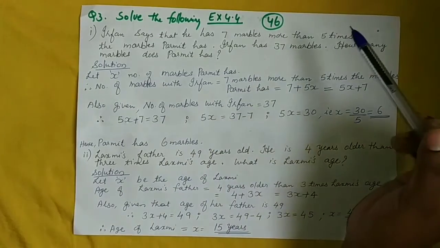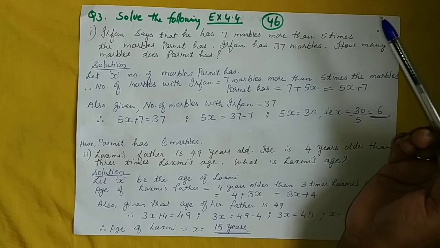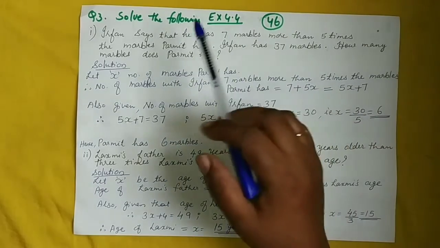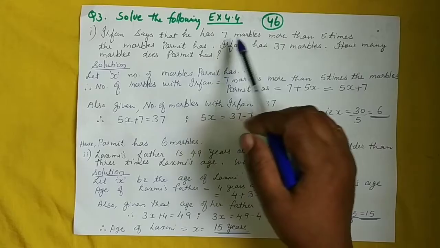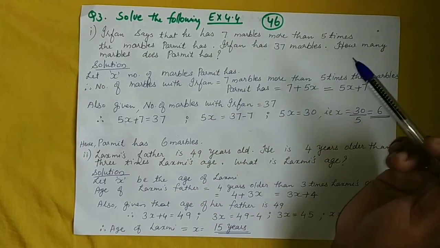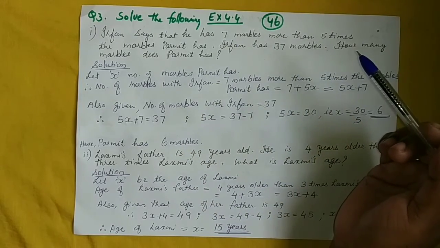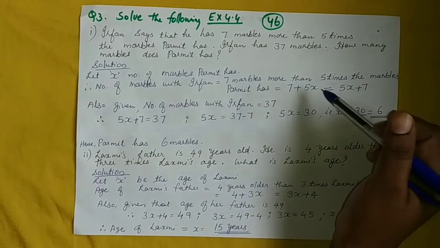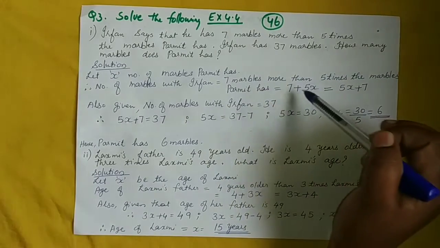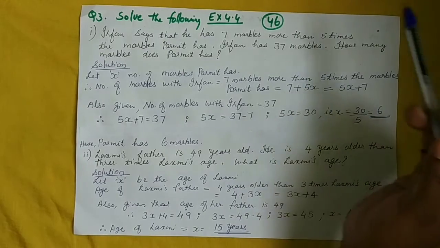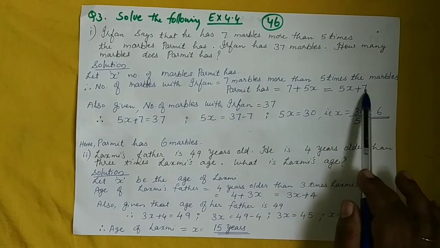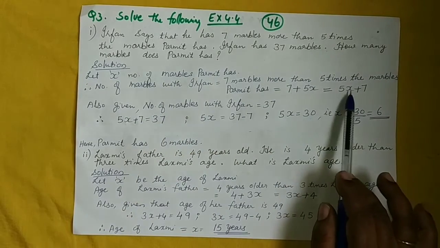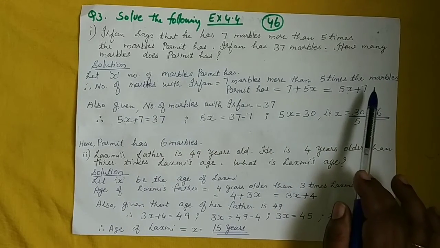Now, what if we do not know both of the numbers of marbles? We are assuming Parmit has X number of marbles. Now, Irfan, how many marbles does he have? He has 7 marbles more than 5 times the marbles Parmit has. Parmit has X. 5 times of it is 5X. So, Irfan has how many? 7 plus 5X, that we can write as 5X plus 7. Same only. So, Parmit has X, Irfan has 5X plus 7.